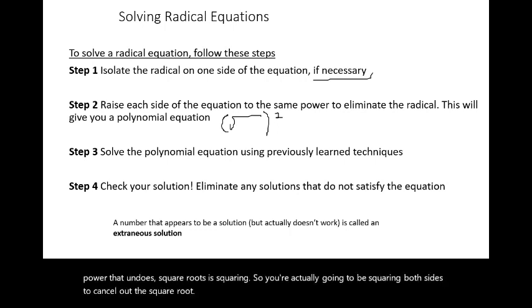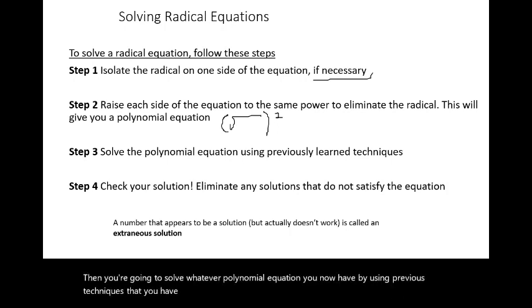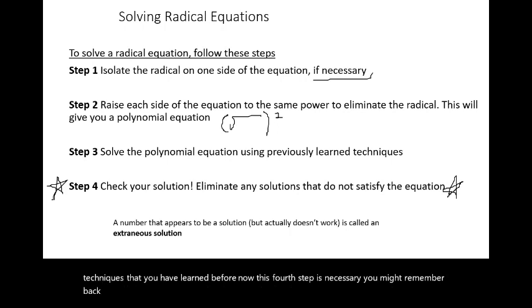Then you're going to solve whatever polynomial equation you now have by using previous techniques that you have learned before. Now this fourth step is necessary. You might remember back in rational equations, we could have the possibility of extraneous solutions. We're going to see that here too.